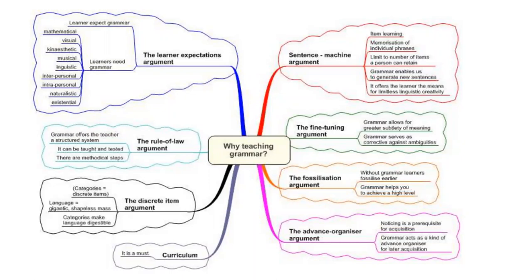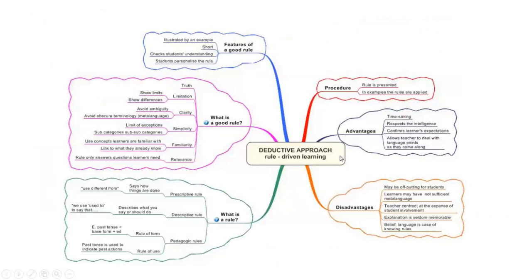Right now, let's continue our discussion about why teaching grammar. In this part, we already talked about the reasons why we need to teach grammar, or how important it is to teach grammar. So, right now, let's go to the next page and let's start with the approaches.